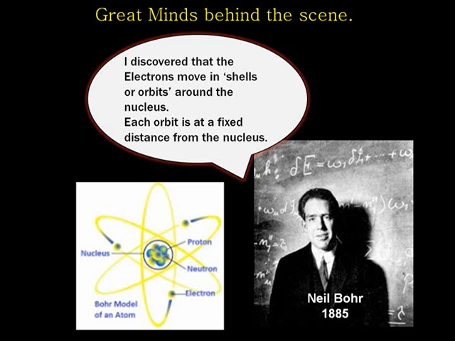And finally, we have Niels Bohr. He discovered that the electrons move in shells or orbits. Remember the picture we saw earlier about the atom? Well, that is what Bohr discovered. He also said that the orbits are spaced at fixed positions away from the nucleus.